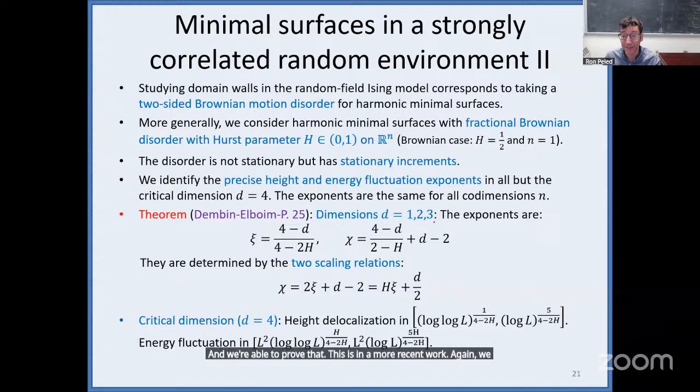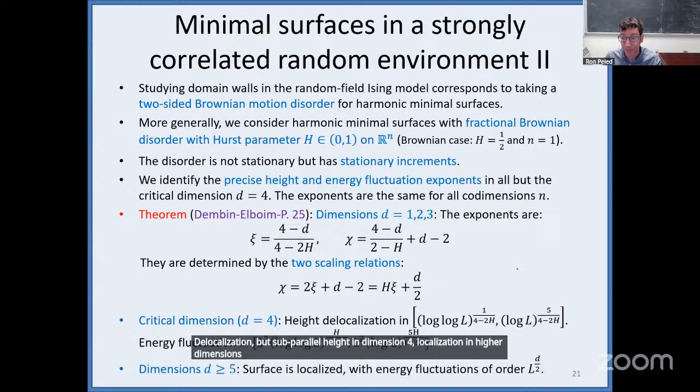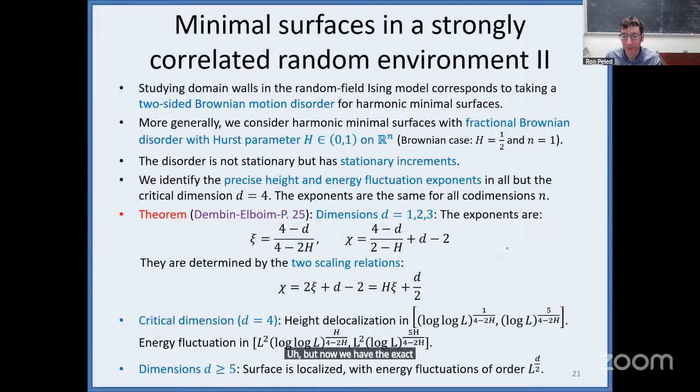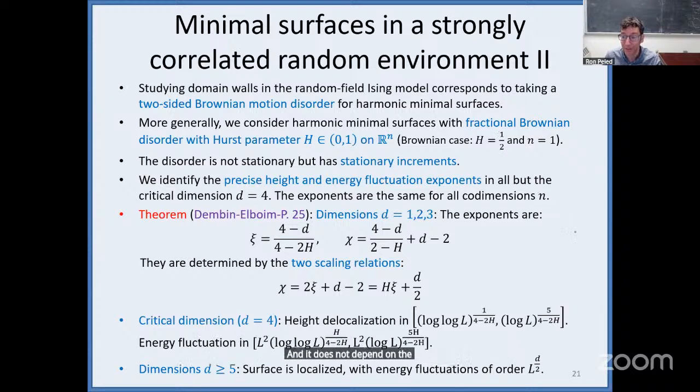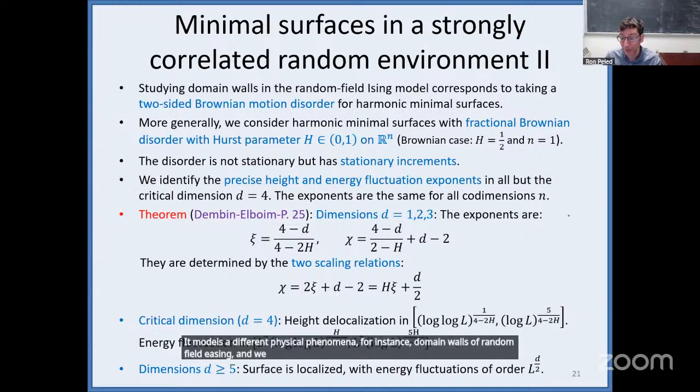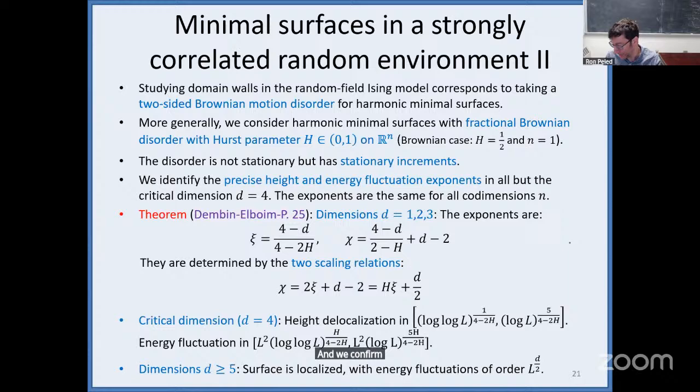Again, we find delocalization with power law heights for surfaces of dimensions 1, 2, 3, delocalization but sub-power law height in dimension 4, localization in higher dimensions. But now we have the exact fluctuation exponent for any value of the Hurst parameter. In particular, if you want Brownian motion, you just plug in h equal a half, and it does not depend on the codimension n anymore. So it's a different disorder, same model. It models a different physical phenomenon, for instance, domain walls of random field Ising, and we can say much more. And we confirm physicists' predictions.